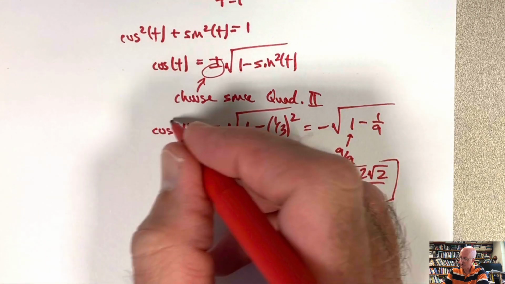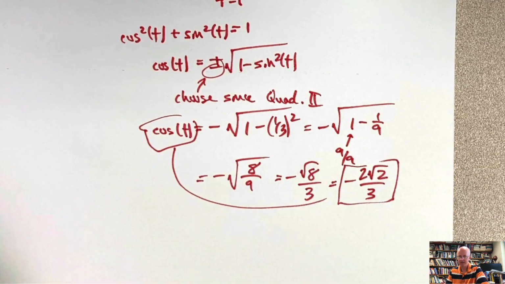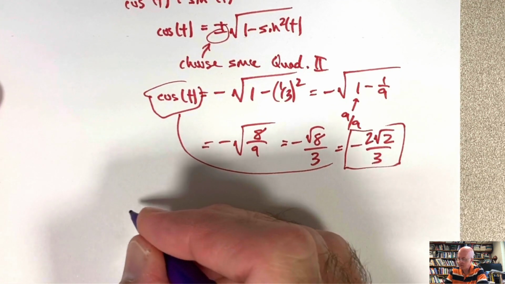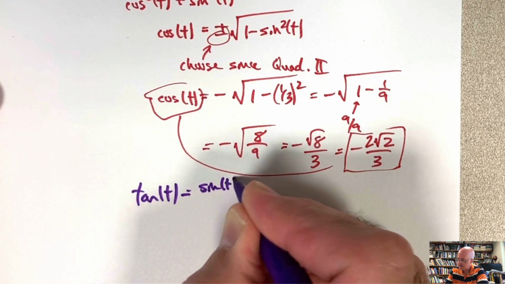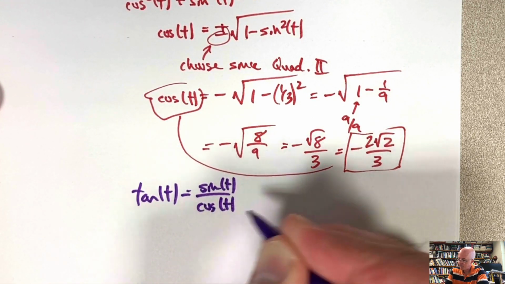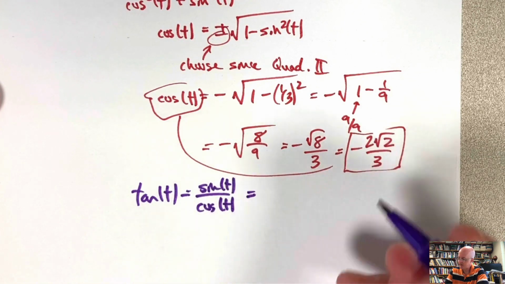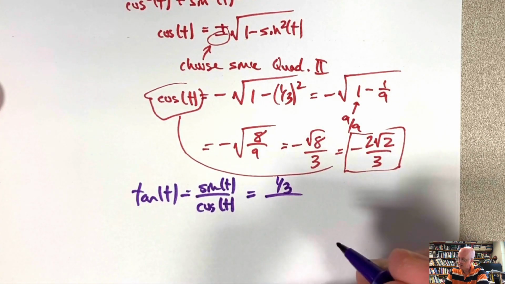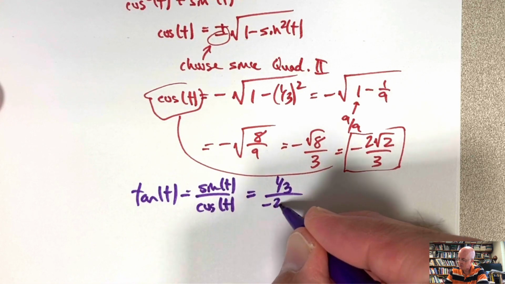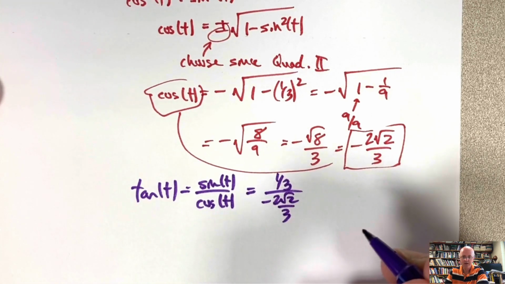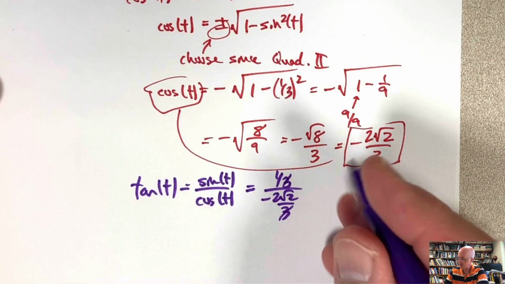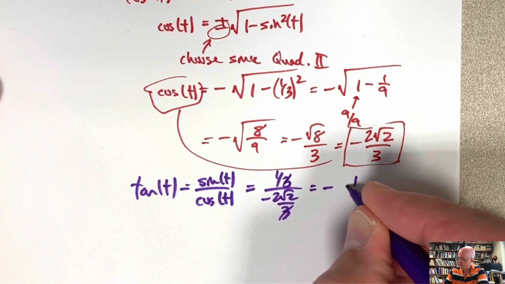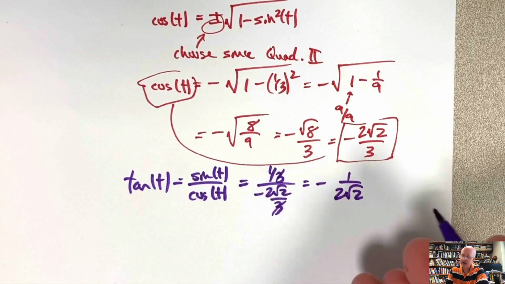And then, so that's the cosine. And then the tangent of t, once again, tangent is sine divided by cosine. Tangent of t is sine of t divided by cosine of t. Again, the sine of t we were given was positive 1/3. Cosine of t we've just found to be negative 2 root 2 over 3. Once again, the 3's will cancel here because dividing by that fraction is the same as multiplying by its reciprocal. And you get negative 1 over 2 root 2. To me, that's a fine way to leave the answer.